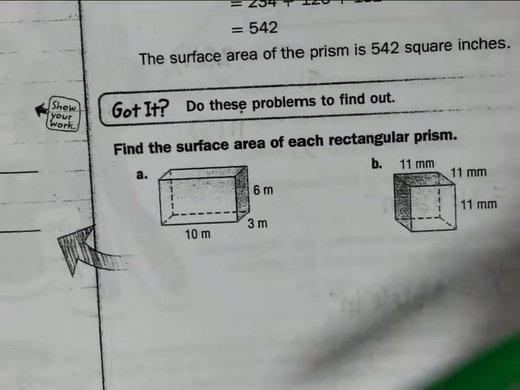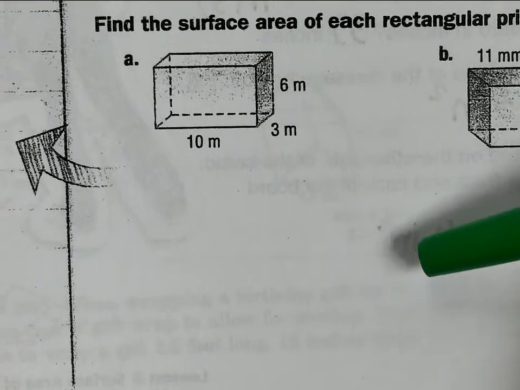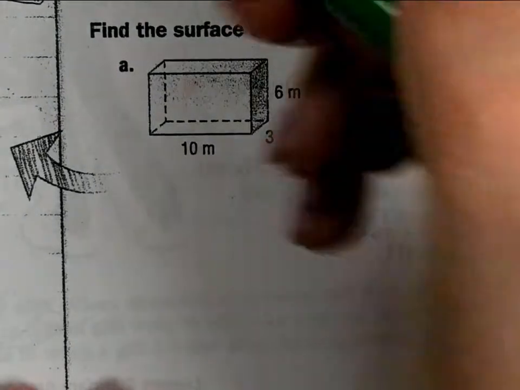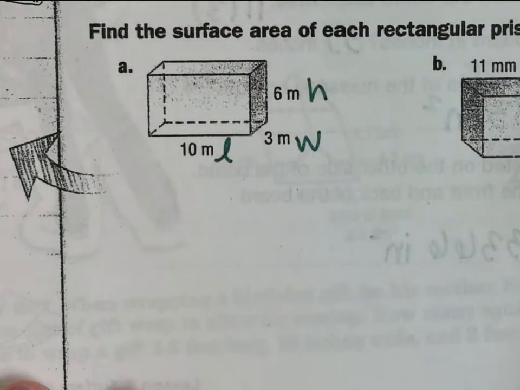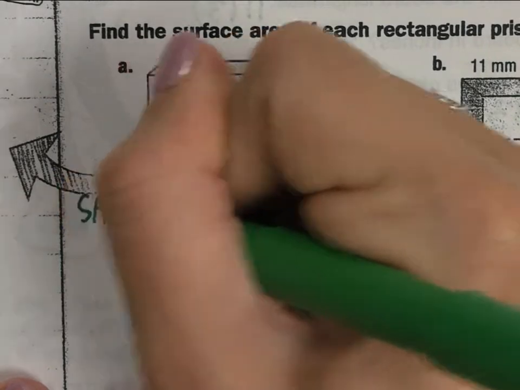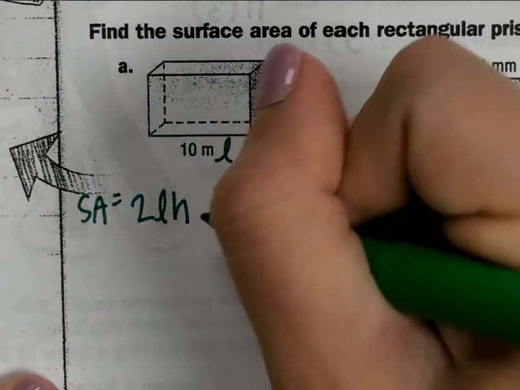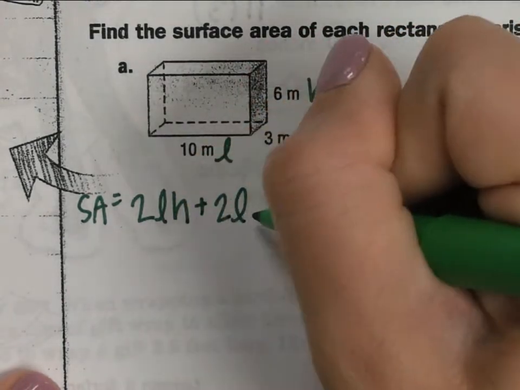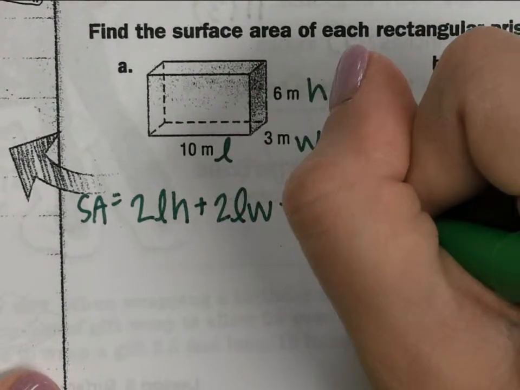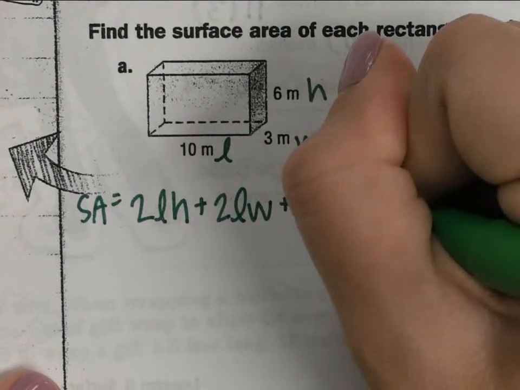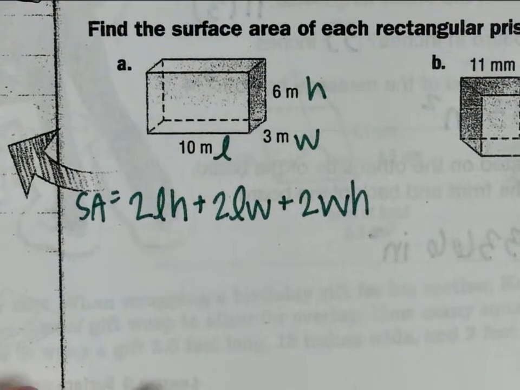All right, so let's do A together. What's going to be my length? What number? 10. My 10. What about my width? 3. My height? 6. Okay. So I know my formula is 2 times length times height plus 2 times length times width. What's my last one? Width times height, or height times width, whichever.